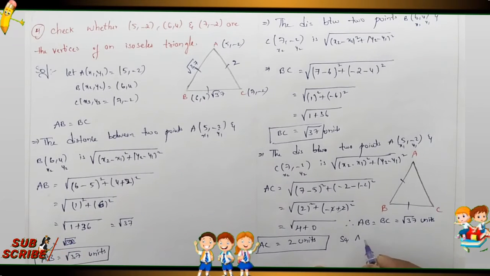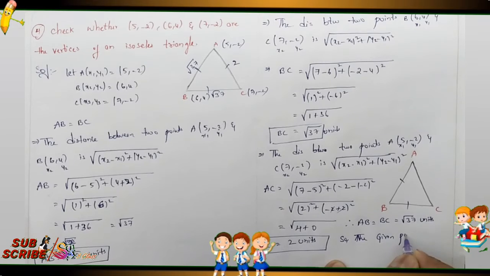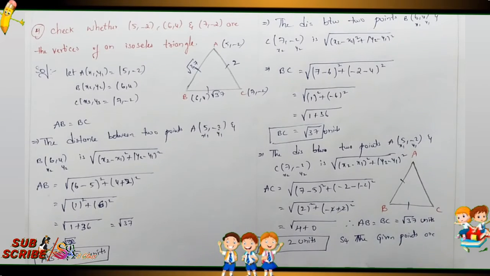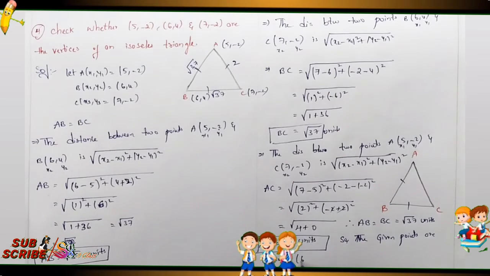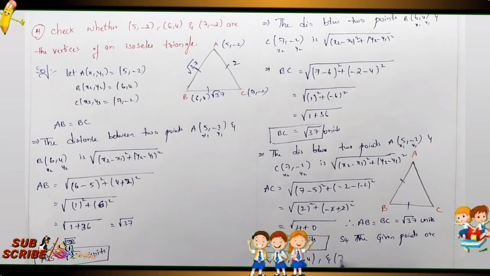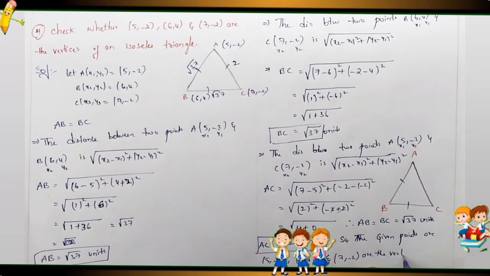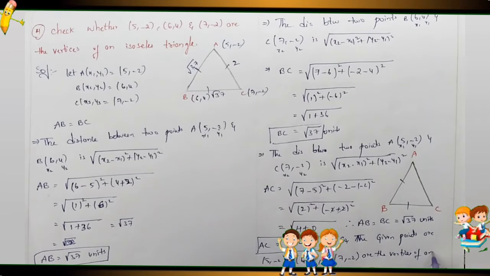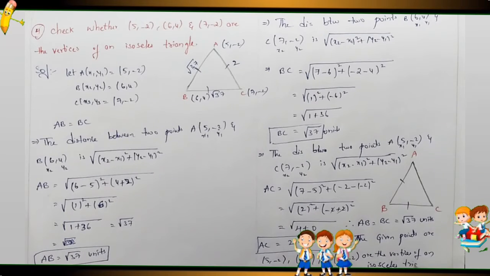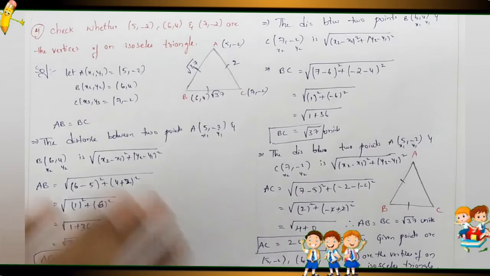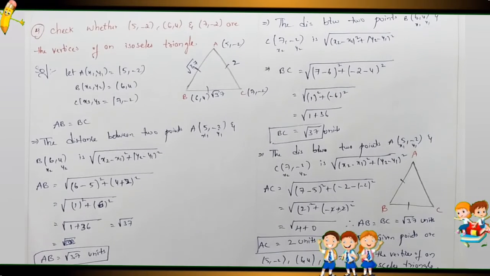So here, the given points are, what are the given points here? A (5, -2), B (6, 4) and C (7, -2) are the vertices of an isosceles triangle. So what is given? The points should form an isosceles triangle. So this is the fourth problem.